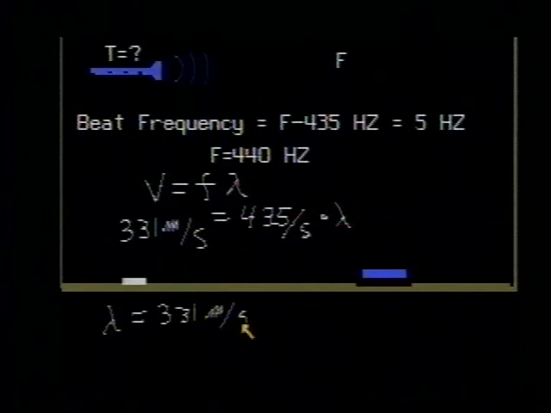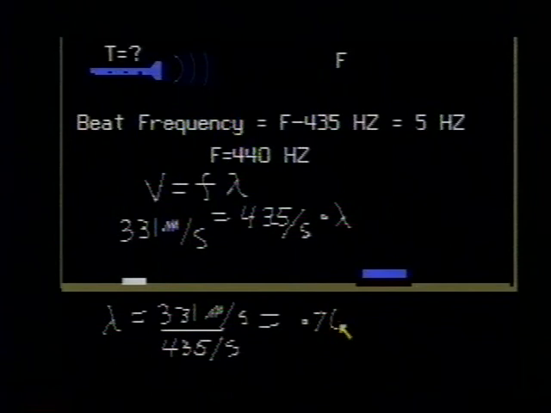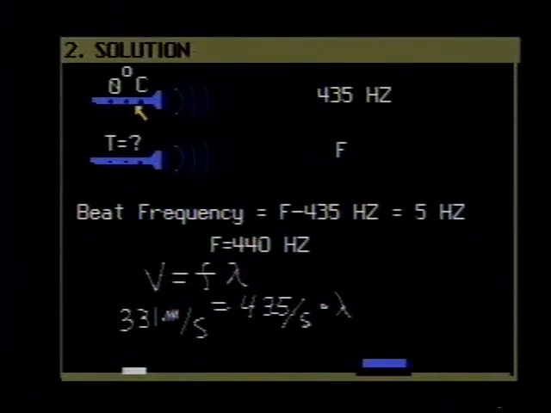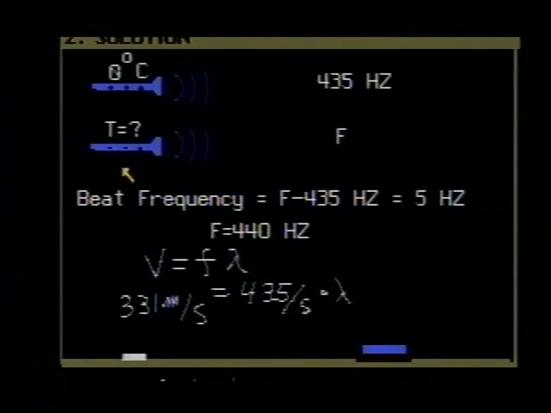divided by 435 per second. And if you carry this out, you get a wavelength of 0.761 meters. Now that's the wavelength of the sound in the air in the flute at 0 degrees centigrade. That would also be the wavelength of the sound in the flute at temperature T. That wavelength depends upon the length of the flute.